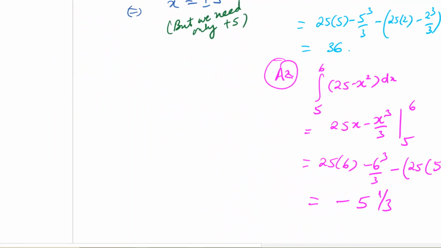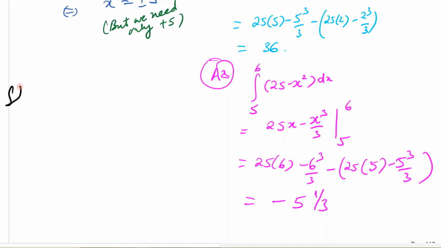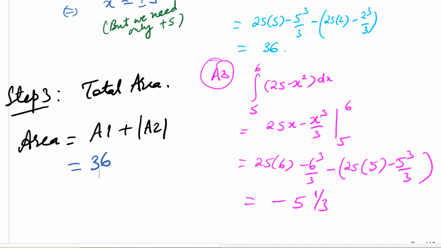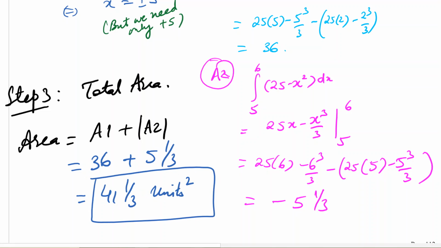So in step 3 we get our total area. Total area is equal to A1 plus the absolute value of A2. A1 is 36, and the absolute value of A2 is 5 and 1/3. So overall we get 41 and 1/3 square units. So that is our required area.